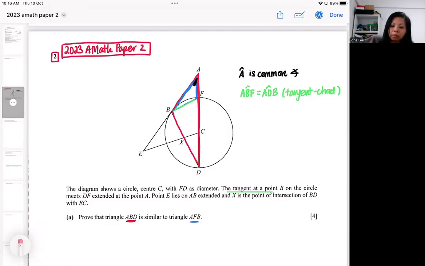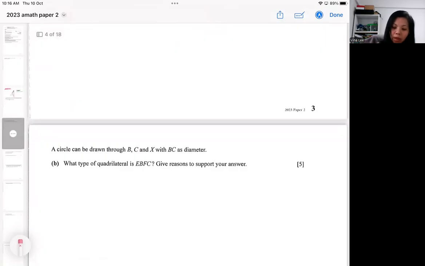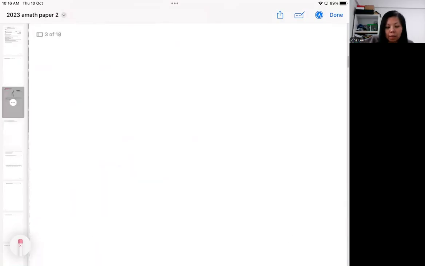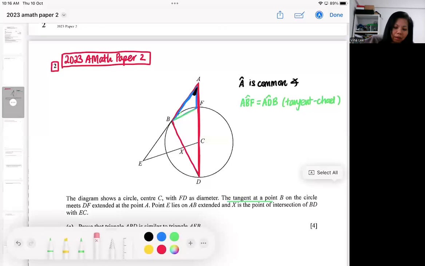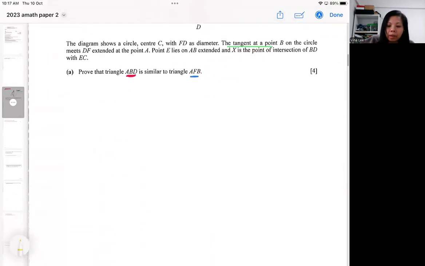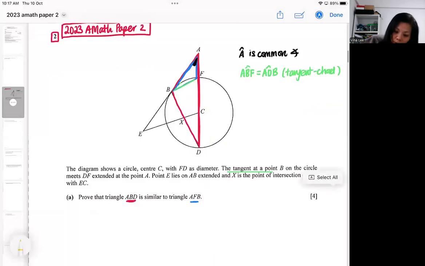Okay, the next part, they gave you one piece of information. A circle can be drawn through BCX with BC as a diameter. So they just gave you this particular one. You make sure you can diagnose what they are trying to give to you. So BCX can form a circle with BC as a diameter. So BC is the diameter, and you can actually draw a circle like this.